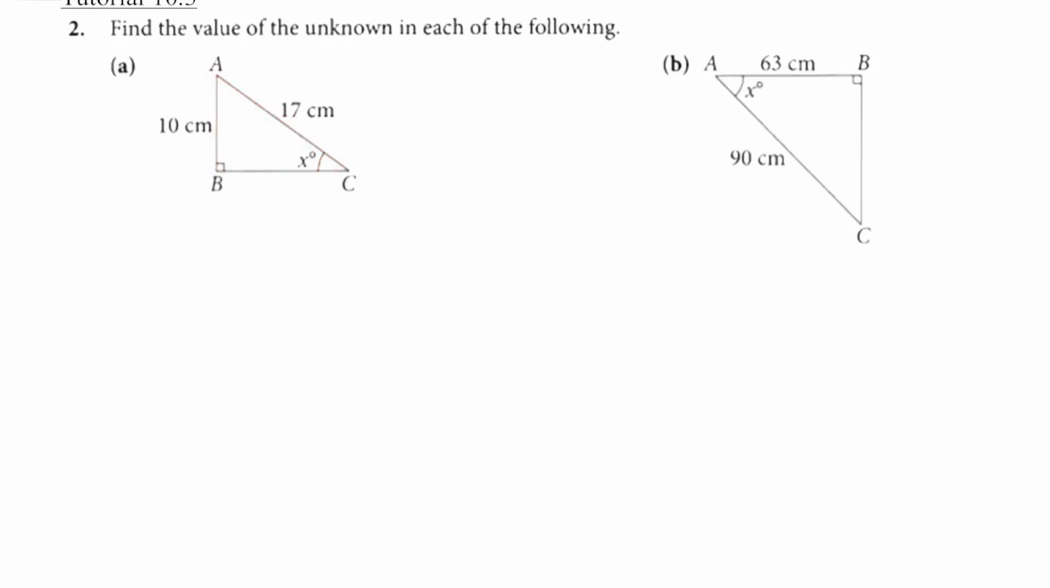The given line is opposite of x, and this is the hypotenuse. So O and H will give you sine. So sine x degrees equals 10 over 17. Then we are going to bring the sine over.